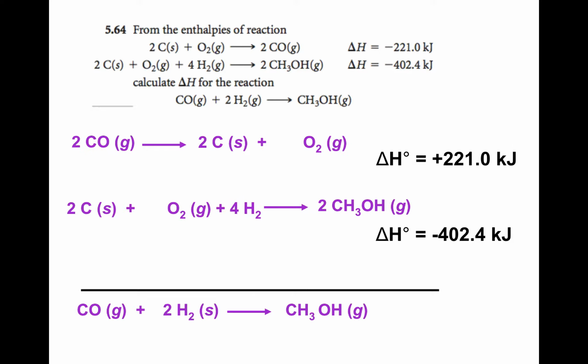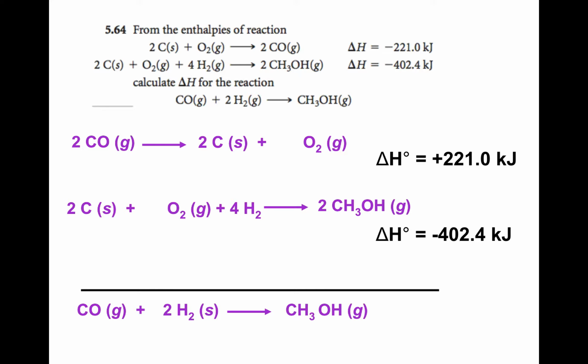So when I turn that around, I change the delta H from exothermic to endothermic, right? I change the sign. And I only want 1 mole of methanol coming out, right? I want 1 mole of carbon monoxide going in, and I want 2 moles of hydrogen going in.